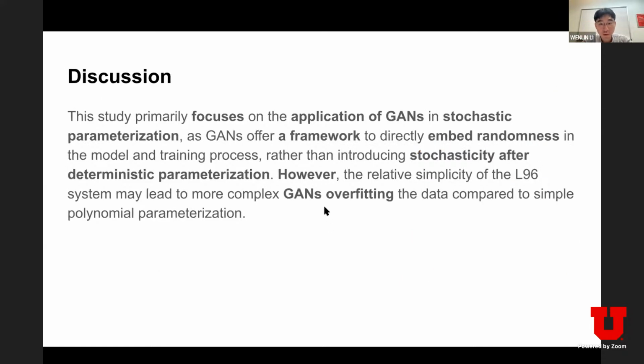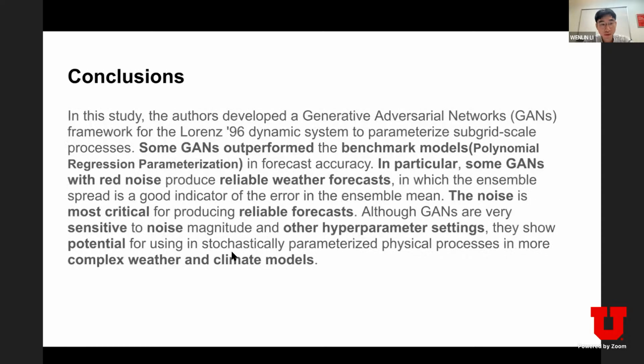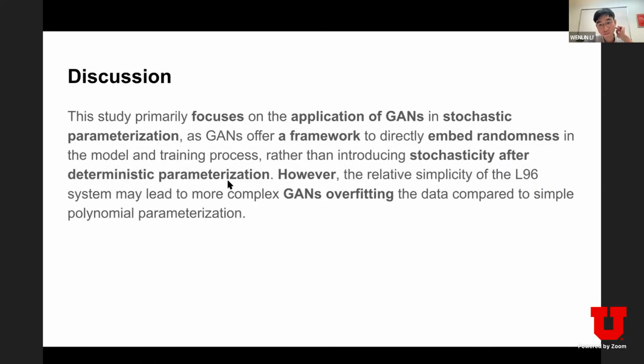And about the discussion, this study primarily focused on the application of GANs in stochastic parameterization. As I said before, they offer a framework that directly embeds the random noise in the model and training process, instead of the stochastic after the deterministic parameterizations. But because the Lorenz 96 system is a simple model, GANs might overfit on the data compared to the polynomial parameterization.